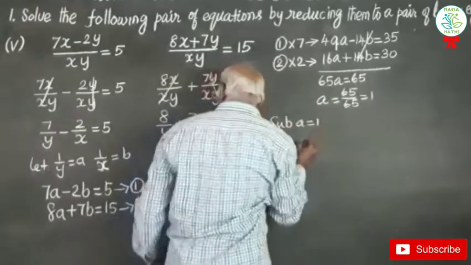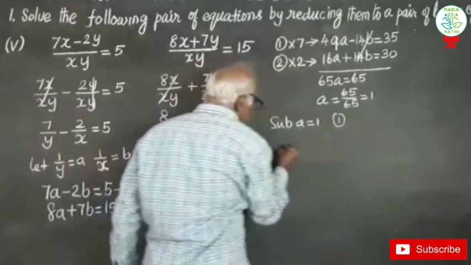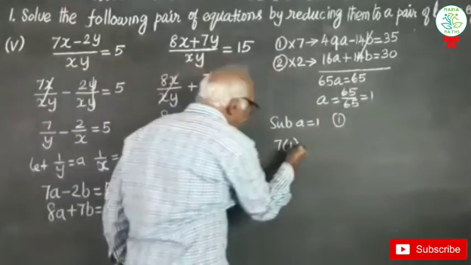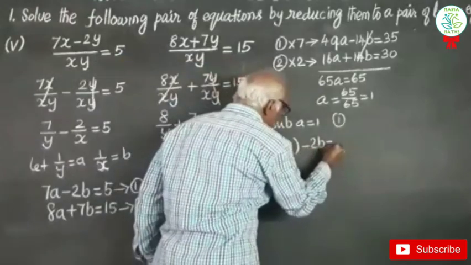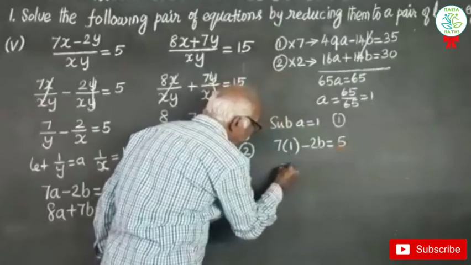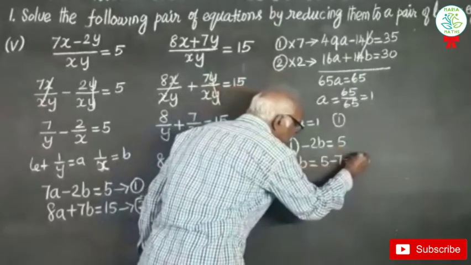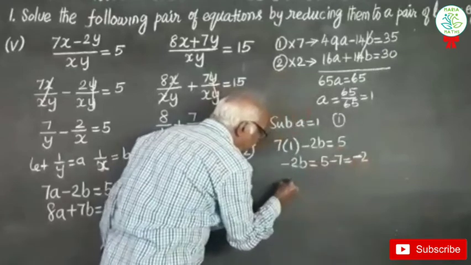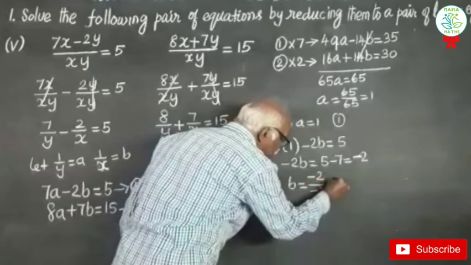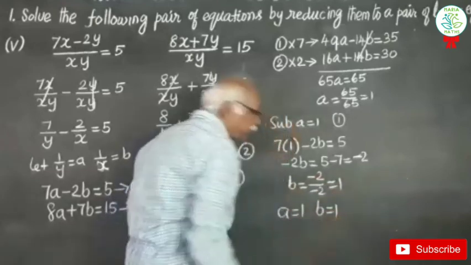Substitute a equal to 1 in the first equation. 7 into 1 minus 2b equal to 5. Minus 2b equal to 5 minus 7 equal to minus 2. So b equal to minus 2 by minus 2 equal to 1. So a equal to 1, b equal to 1.